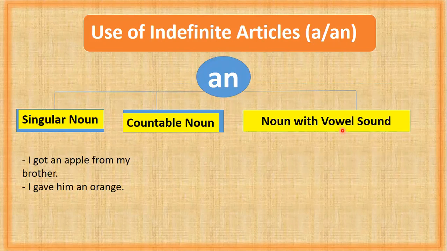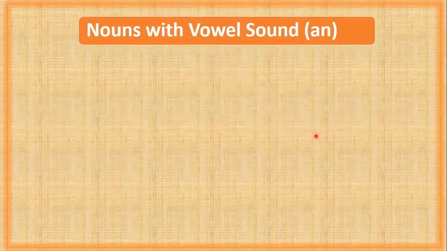As seen in the example, in front of apple, we are using an because apple has a vowel sound, it is singular, and it is also countable. And the same rule applies in the case of orange too. The third condition, a noun with a vowel sound, is something very interesting to explore further. So let's see it.